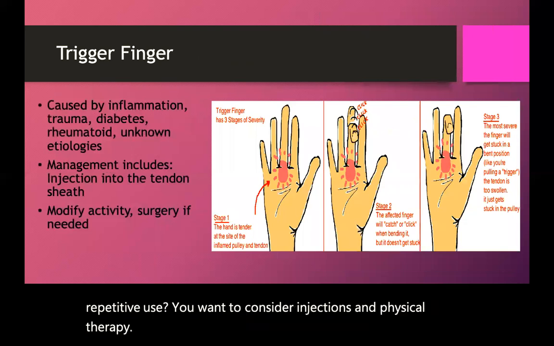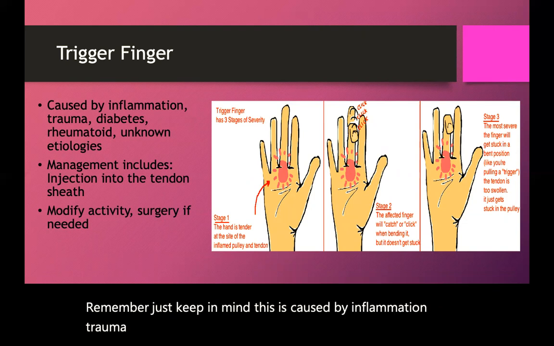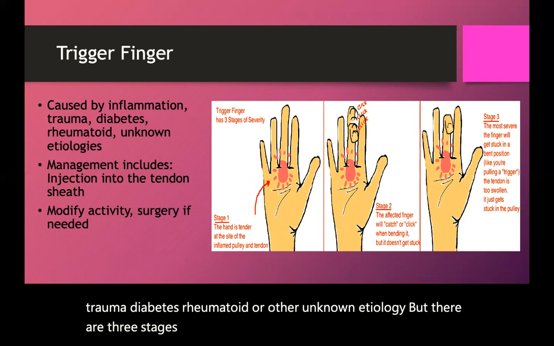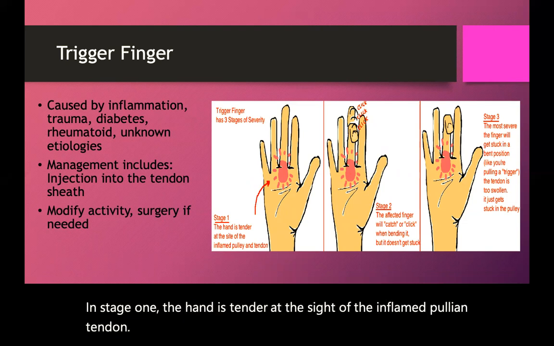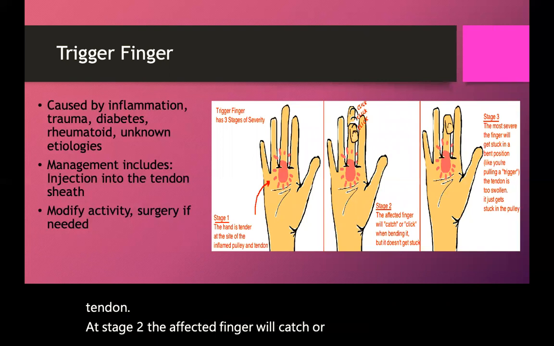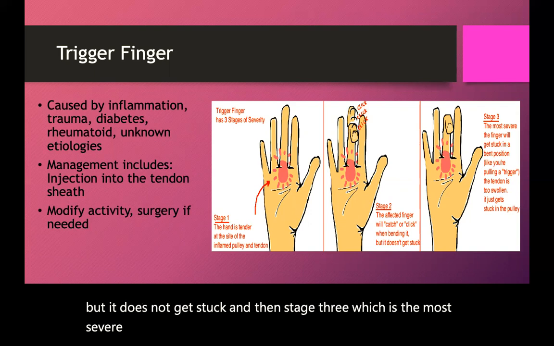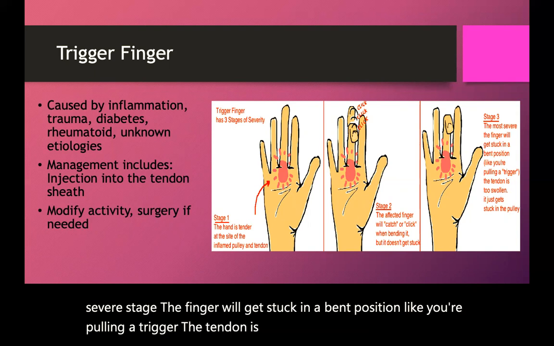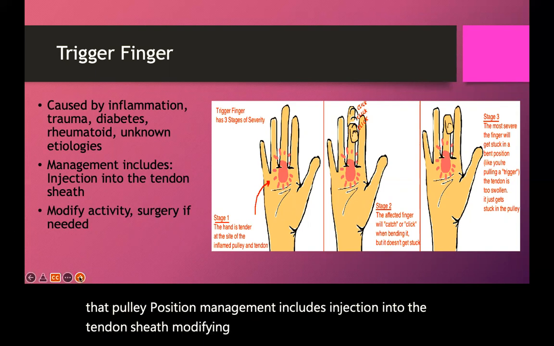Okay, so trigger finger. Now remember, this is caused by inflammation, trauma, diabetes, rheumatoid, or other unknown etiology. But there are 3 stages of severity. In stage 1, the hand is tender at the site of the inflamed pulley tendon. At stage 2, the affected finger will catch or click when bending it, but it does not get stuck. And then stage 3, which is the most severe stage, the finger will get stuck in a bent position like you're pulling a trigger. The tendon is too swollen and it just gets stuck in that pulley position. Management includes injection into the tendon sheath, modifying activity, and surgery if needed.